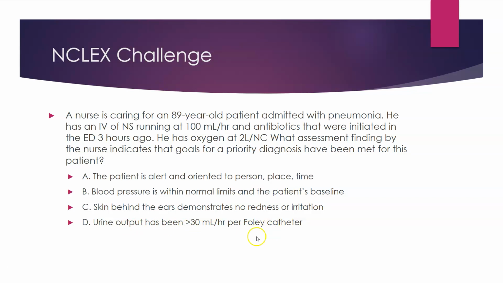So of course we probably want to do all these types of assessments, but the priority is going to be alert and oriented to person, place, and time. If they start getting confused, that's a really bad sign for either the dehydration, which is a background and secondary, or that they're not getting enough oxygen. And so that would be the priority.